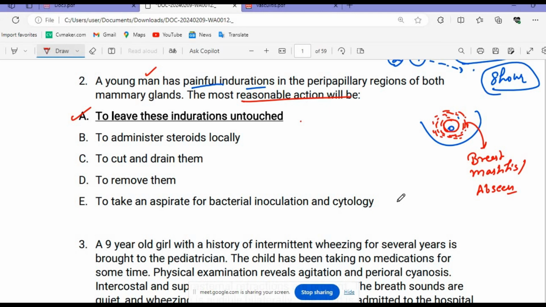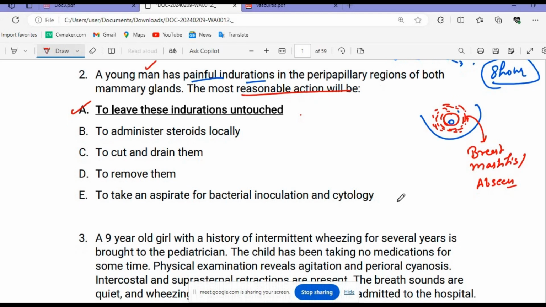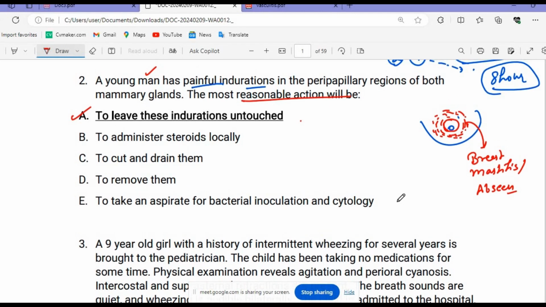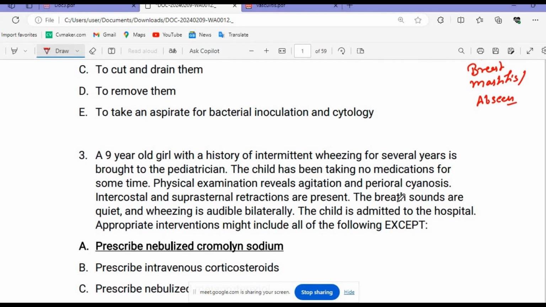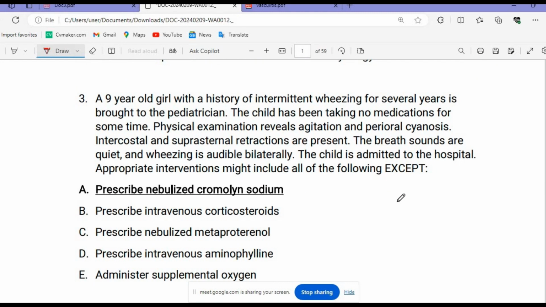And this is what we will do. We will leave this induration untouched, because that is inflammation and why would we touch it? There is a painful induration, so that's why we will not touch it. So this is the question. Now let's see question number 3.